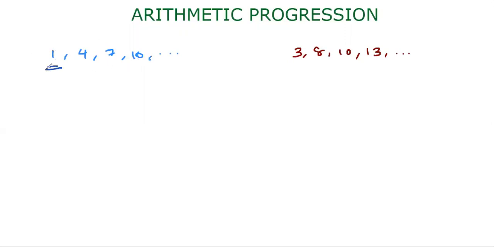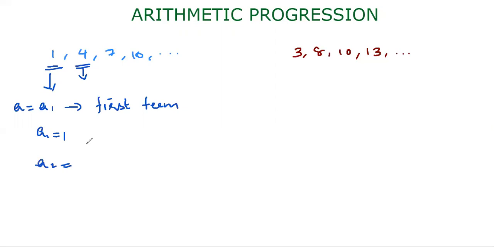So this 1 is the first term of the sequence. Always the first term is represented by A1 or simply A. We can say A or A1, both are similar. It represents the first term. Or we can simply say the first written term in the sequence. So here the first term is 1. And this 4 is called the second term. We are naming according to the position.